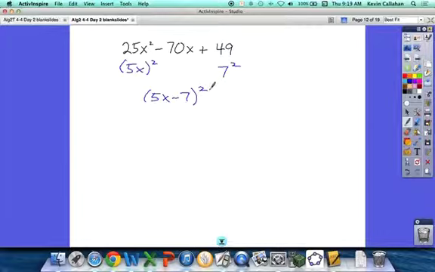Where does the 2 come from? Remember, if I did 5x minus 7 squared, that would be 5x minus 7 times 5x minus 7, right? The 5x times 5x is this. The 7 times 7 is that. And the middle term is 5x times negative 7 once, and then 5x times negative 7 again, twice. That's where the 2 comes from. The middle term is always made up of 2 times the product of those two things. It becomes part of the formula.